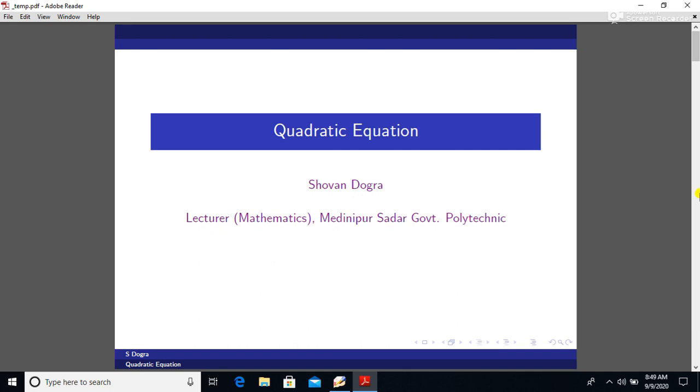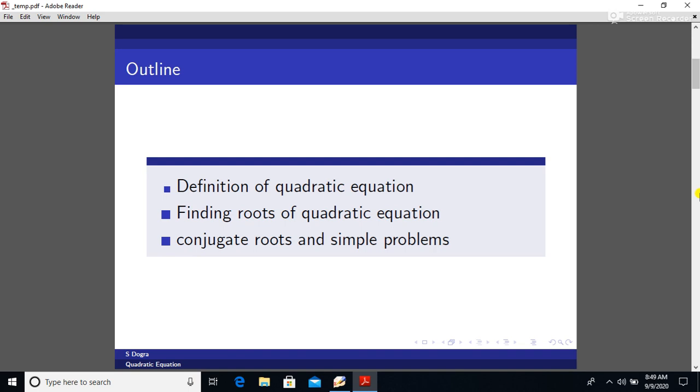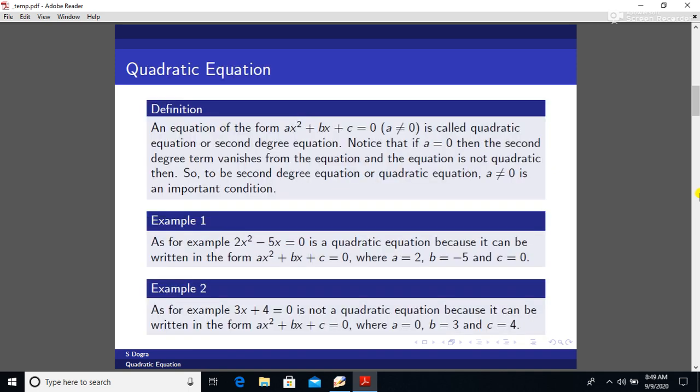Today I will deliver a lecture on quadratic equations. First we have to know the definition of a quadratic equation. Then we will know how to find the roots of a quadratic equation. Thirdly, we have to know about the concept of conjugate roots and related simple problems.